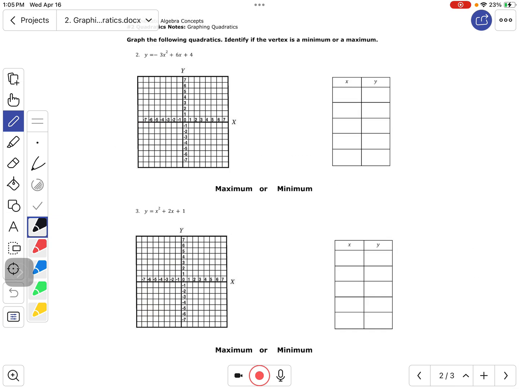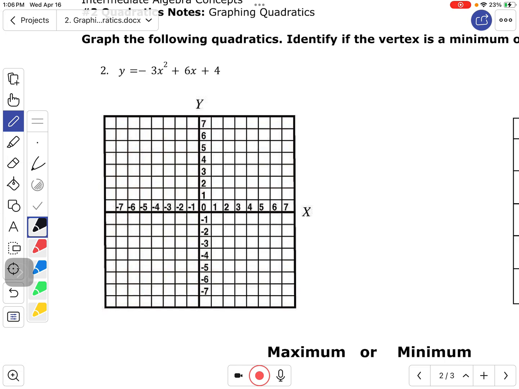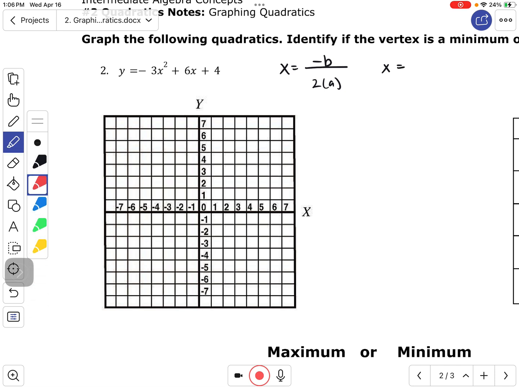Okay, so let's try some of these. Your packet's a little bit bigger just because we have graphs on them, but don't let the graphs scare you. Okay, so the first thing we need to do is find your axis of symmetry. Remember we find our axis of symmetry with x equals opposite b divided by 2 times a. So I'm looking at this one, I'm going to say x equals, well remember your b value is this middle one right there. It's a positive 6, so I'm going to use a negative 6 divided by 2 times my a value, which is a negative 3.